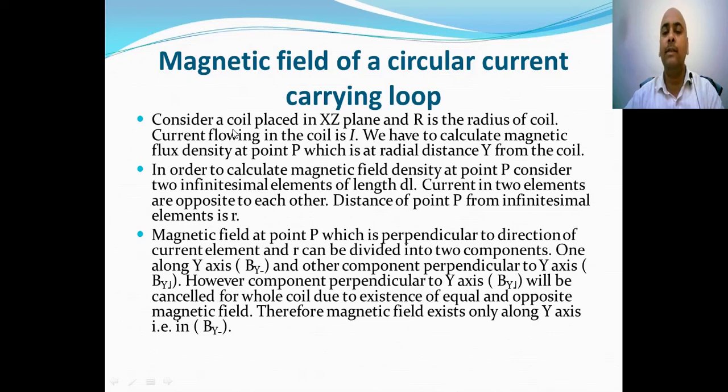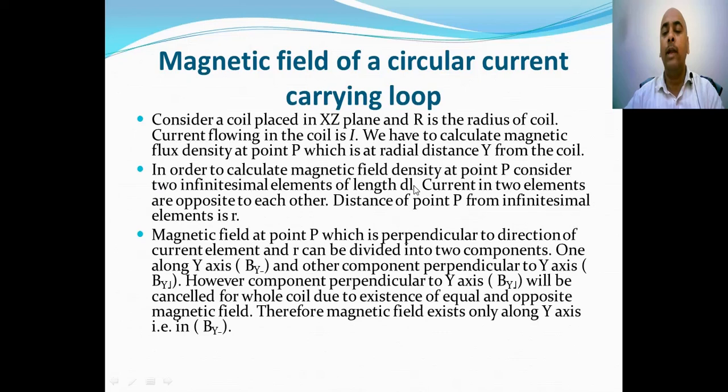So here we have considered a coil placed in the xz plane, where capital R is the radius of the coil and R lies in the xz plane. The current flowing in the coil is I. We have to calculate the magnetic flux density at point P, which is at radial distance capital Y from the coil.